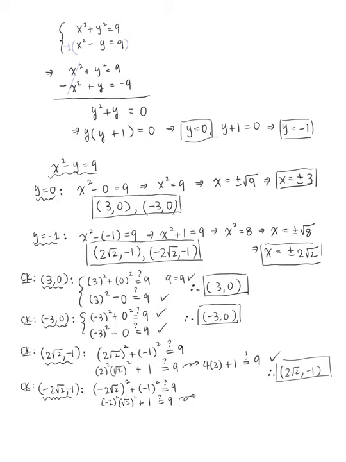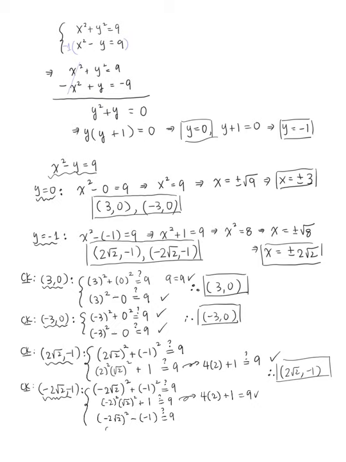Negative 2 whole quantity squared is again 4. Root 2 squared is 2. And then plus 1. Yes, it's going to equal 9. So it satisfied the first equation. Now let's go with the second equation. The second equation is x squared, which is negative 2 root 2 squared, and then minus the y, so minus negative 1. Is it going to give us 9 back?